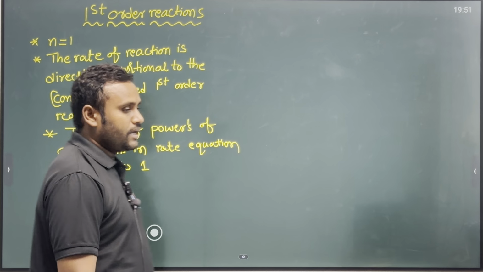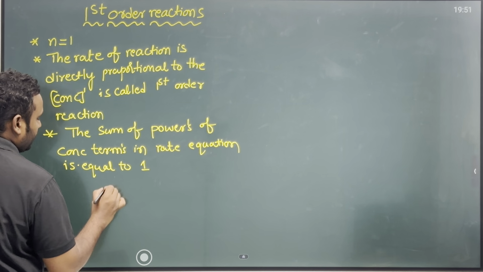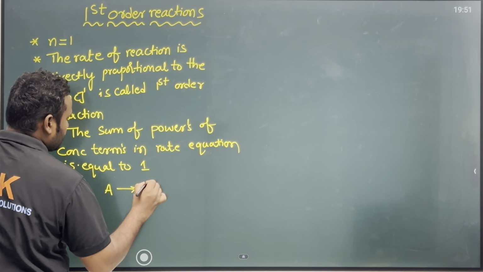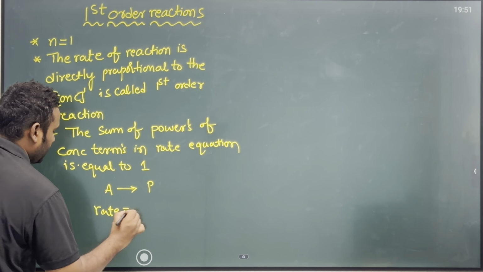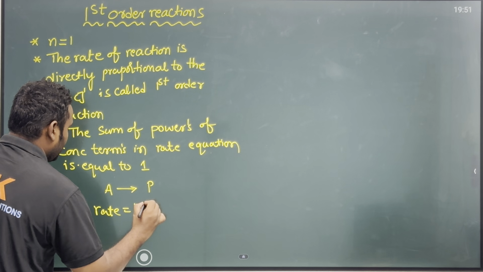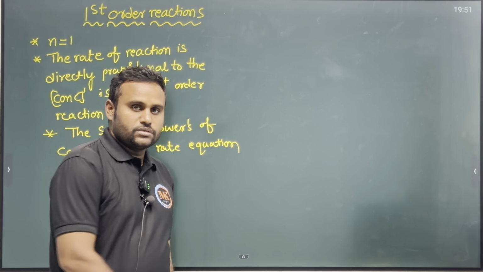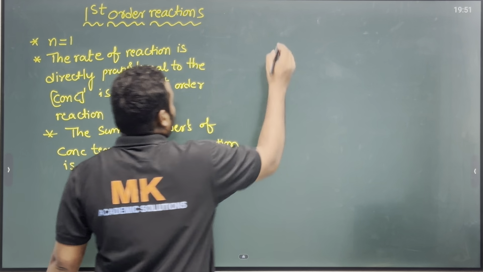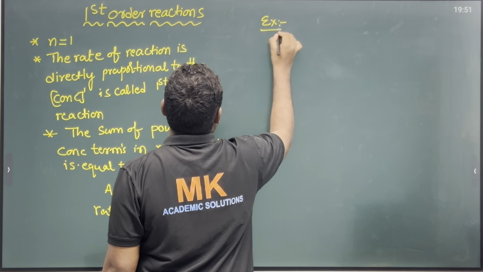First order reactions. For example, here we are going to take a hypothetical reaction, A gives rise to product. So here rate is equal to K into A power 1. So this is the first order reaction. Okay, what are the examples of first order reaction?